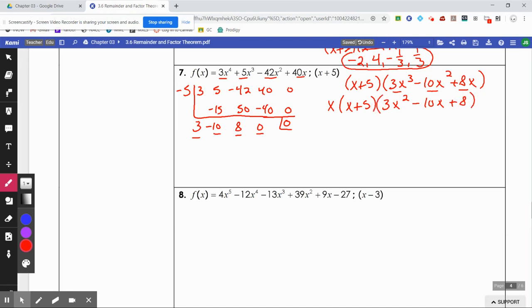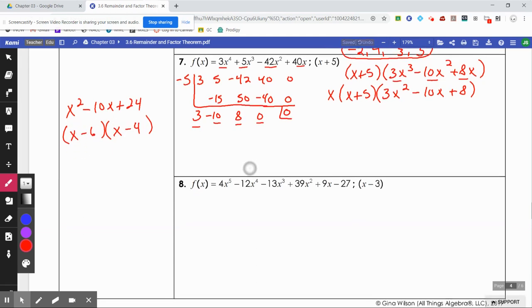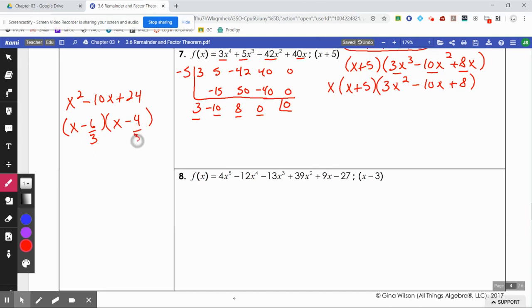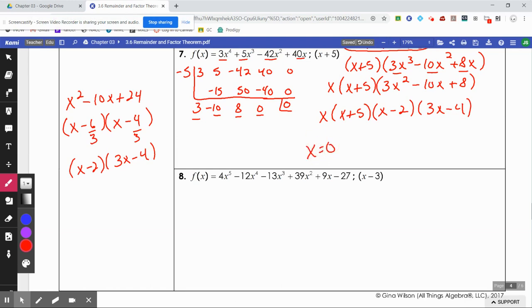That's going to be slip and slide. So that's going to be x squared minus 10x plus 24, which factors into add, multiply, negative 6 and a negative 4. We slipped the 3, so let's divide by 3. That'll be x minus 2 times, slide it back up front, 3x minus 4. So now my final answer, x times x plus 5 times x minus 2 times 3x minus 4 is the factored form. So my zeros are, set them each equal to 0 and solve it. x equals 0, negative 5, 2, and 4/3.